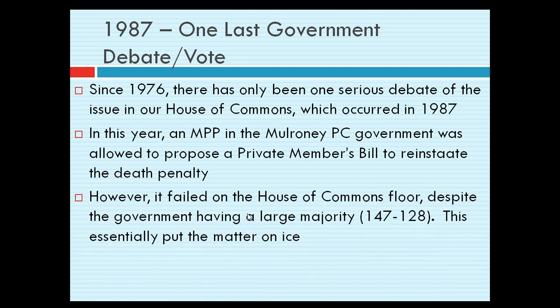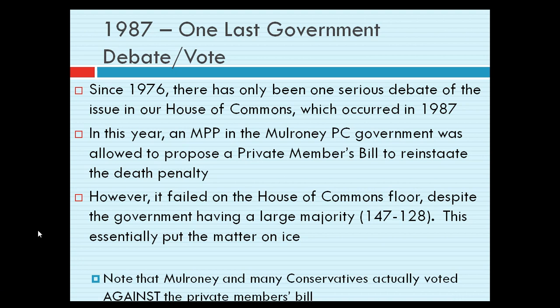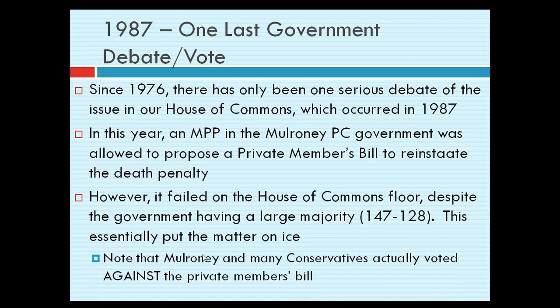And when the vote occurred, predictably, despite the government having a majority, so if they wanted to, they could have passed the bill by making people vote for it, they let people have a decision that was their own, and it ultimately was defeated 147 to 128. You'll see that Mulroney and a lot of Conservatives voted against. That's why, despite having a majority, it actually failed.